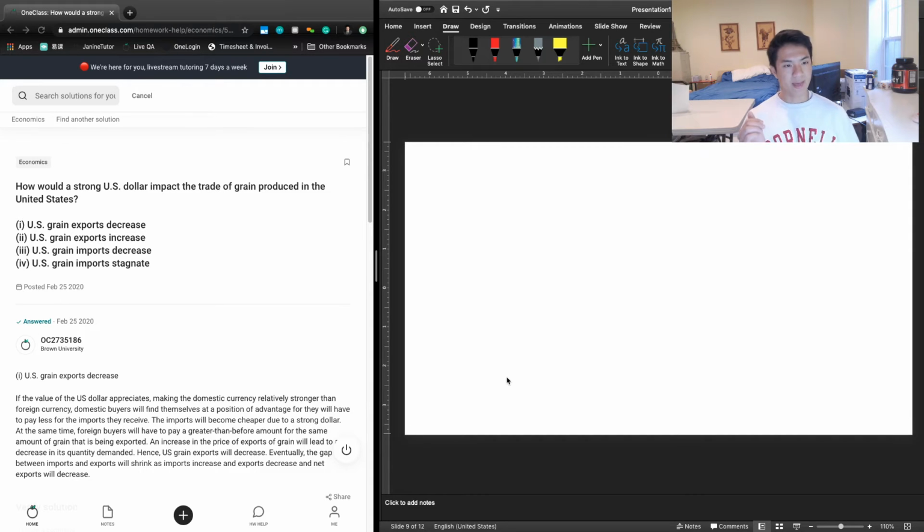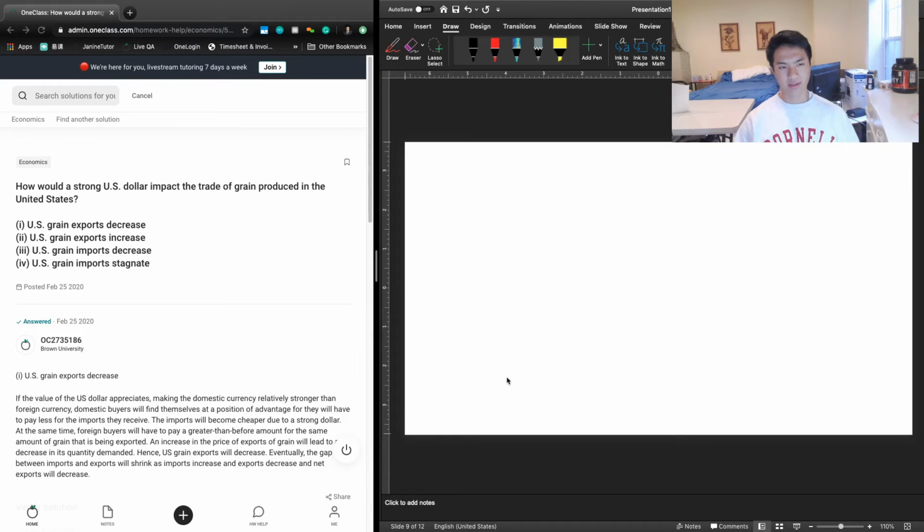And so effectively increasing the price of grain is going to decrease the quantity demanded for that grain, and that's going to cause US grain exports to decrease. And that's going to be the main effect of increasing the US dollar strength.